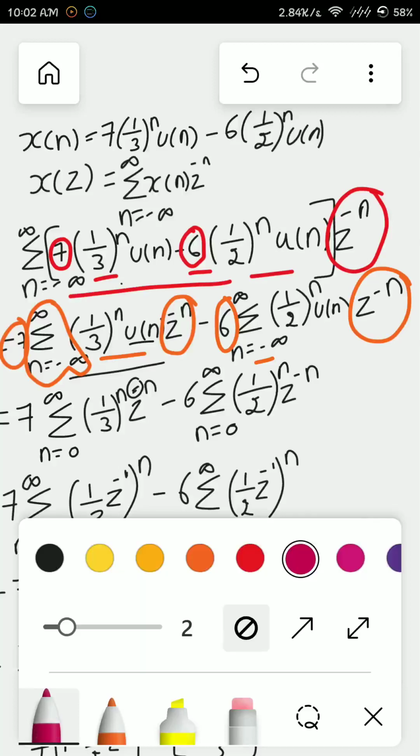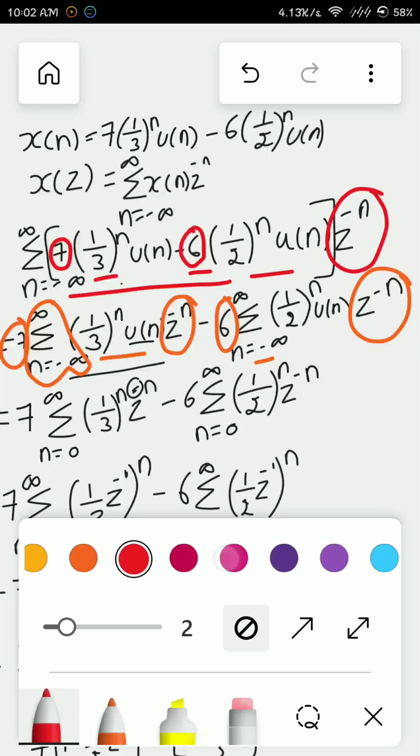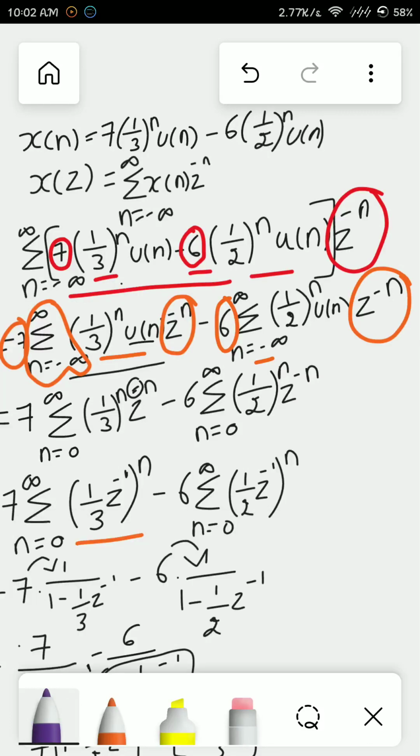So what was my question? My question was 7 into 1 by 3 to the power of n into u of n minus 6 into 1 by 2 to the power of n into u of n, right? So what did I take? Very first I took this particular formula. For whatever problem you get, you are going to take this particular formula.